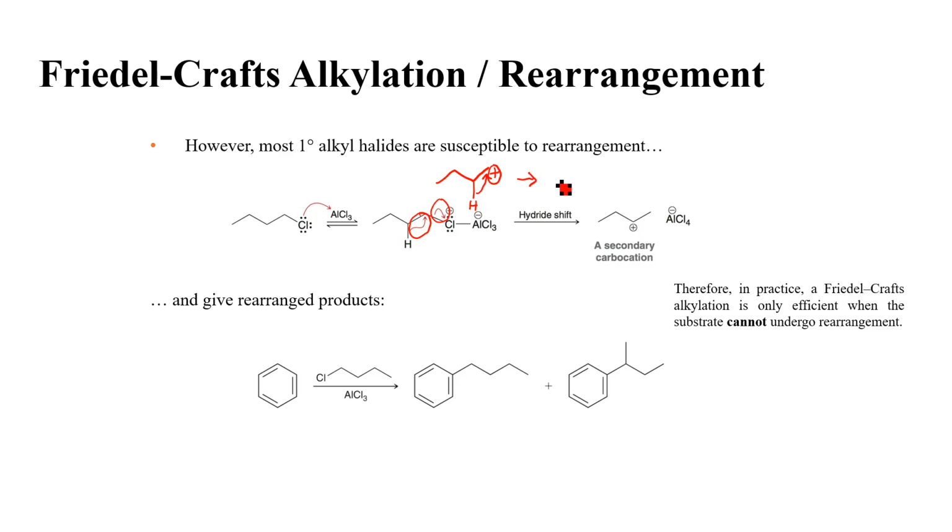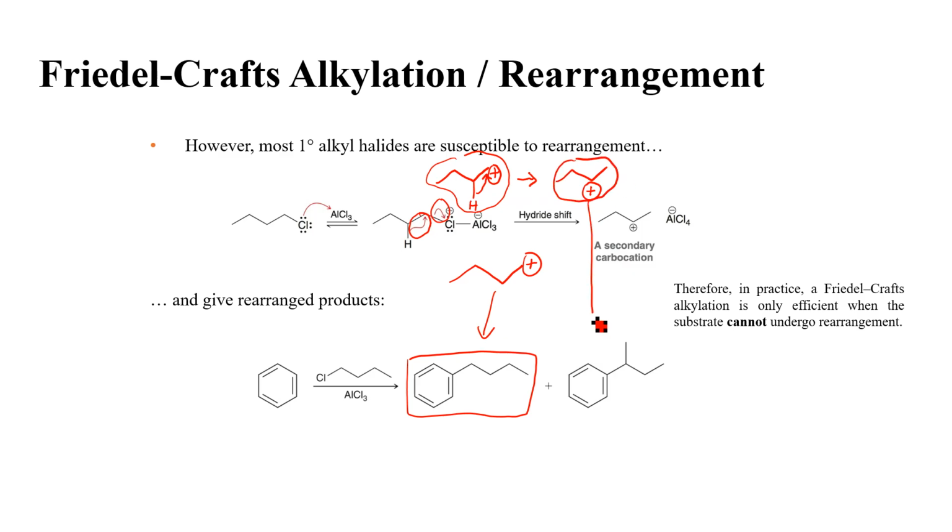With a hydride shift, you can make a secondary carbocation, which is way more stable than a primary carbocation. But this poses a problem, because if you're trying to get this primary carbocation to add to a benzene ring and make that product, it's not going to work so great, because before this even happens, you're going to generate the secondary carbocation and make this product. So now you have a mixture of products that's basically unavoidable.